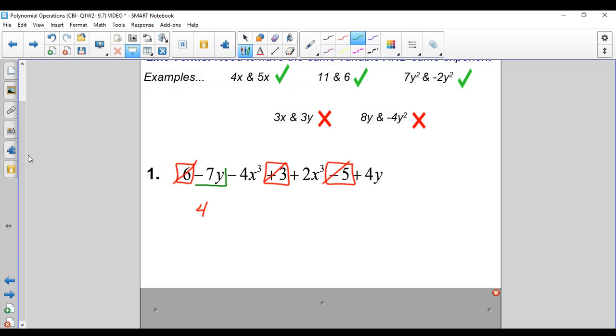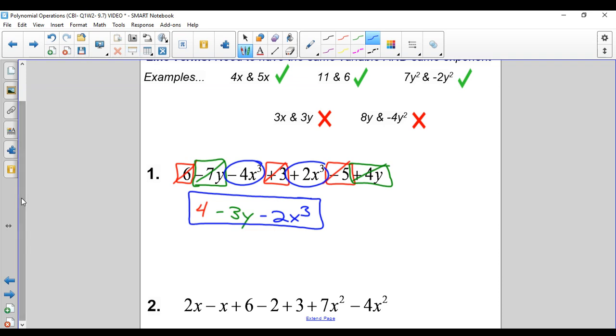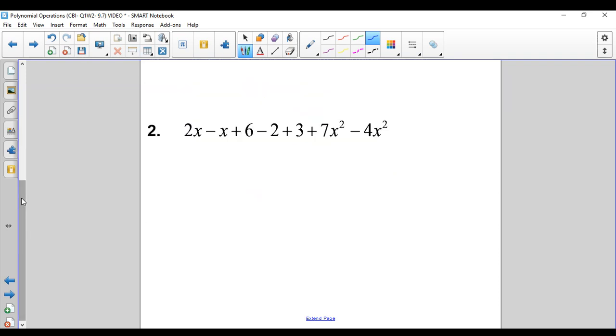I got y's next. -7y and then a plus 4y. That becomes -3y. So the y's are done. And then lastly, I have the x cubes left. -4x cubed plus 2x cubed is -2x cubed. I've combined all the like terms I have. Same deal with this next one. Last one.